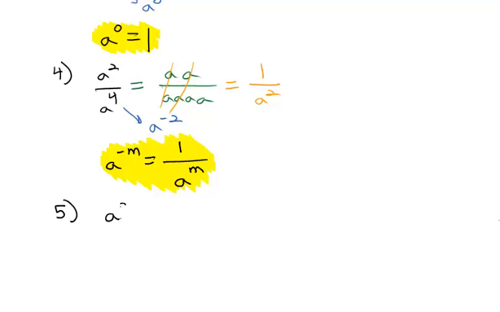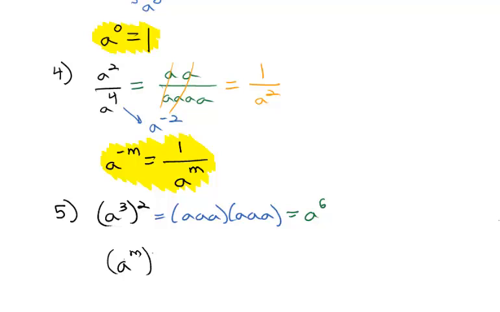Another property comes from if we have a cubed and then the whole thing is squared. A cubed means we have 3 a's, and squared means it appears twice, which means in total we have a to the 6th power. You'll recall the exponential property that says that if we've got a to the m power and all that is raised to the n power, we simply multiply those exponents together. So a power to a power, we multiply the exponents together.